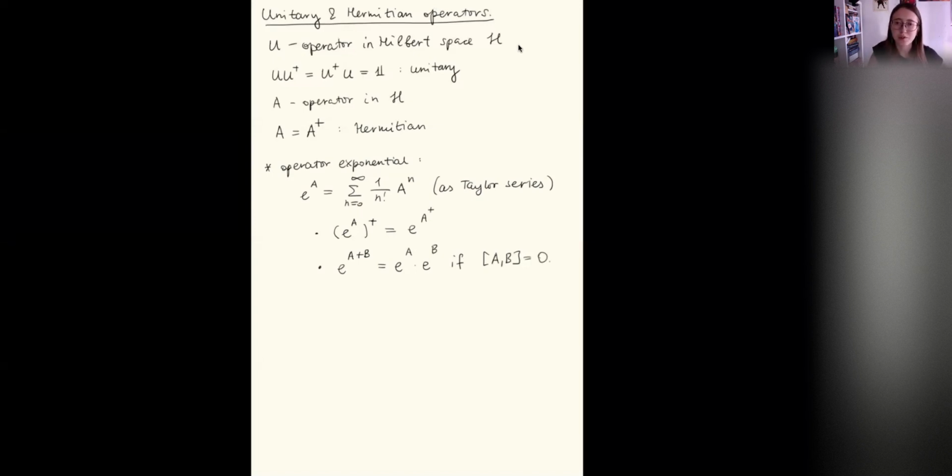This also can be shown by just writing out this exponential as a Taylor series and then using the binomial formula. And the consequence of these two properties is that if we write an operator U, which is the exponential of iH, where H is Hermitian, then it is a unitary.